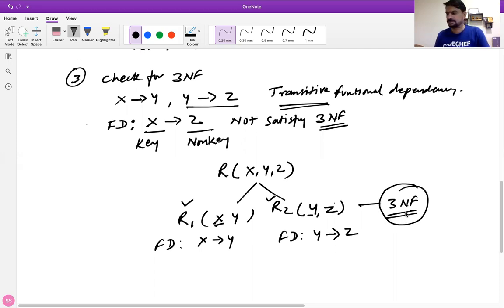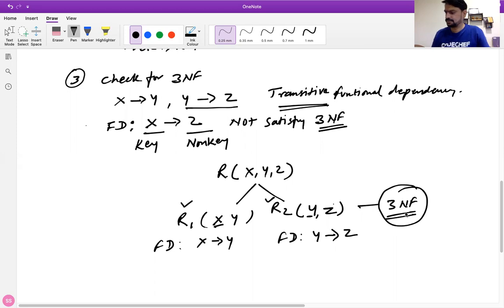Any doubt? So why did you put Y in both the tables? It depends upon the dependency. See, if you will not put any common thing, how you can relate it later on?